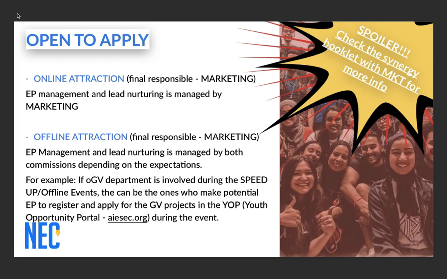For example, if the oGV department is involved during the speed up offline events, they are the ones who make potential EPs register and apply for GV projects in the Youth Opportunity Portal, which is isaco.org, during the event. So once again, if the oGV department is involved during the speed up offline events, they can be the ones.